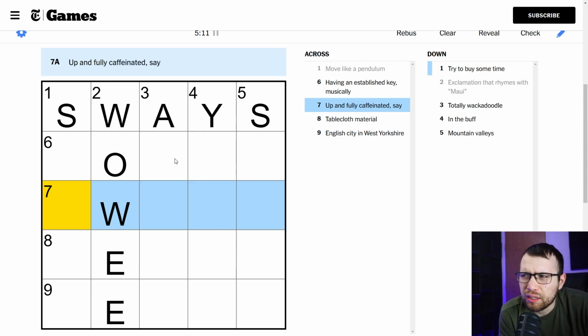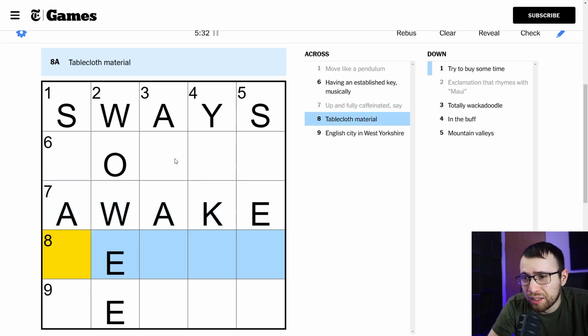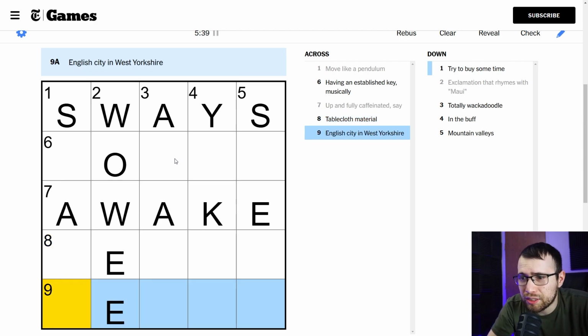Okay, fully caffeinated. Up and fully caffeinated. I guess awake. You're up, you're awake, you're fully caffeinated, you're awake, right? Sometimes you're technically awake, but you're not really awake because you don't have caffeine, I guess. I don't know. Maybe that's what they mean there. Tablecloth material. I don't know a lot of materials in general, but is there, yeah, I don't know. English city with an E. Okay, 5 letters with an E in the second position. English city.